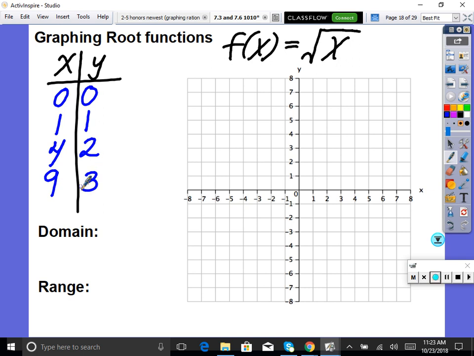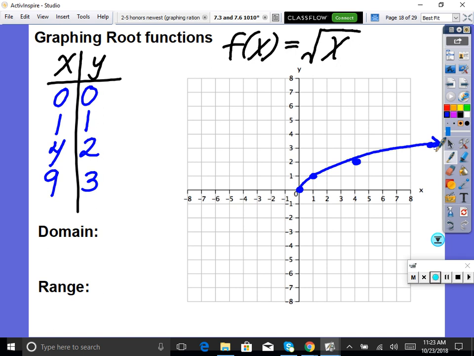So then I can plot. I have enough points. So watch. 0, 0, over 1 up 1, over 4 up 2, right? Then over 9 up 3. So here's my square root function. Notice a square root function is a sideways parabola that's just the top half of the parabola, right?